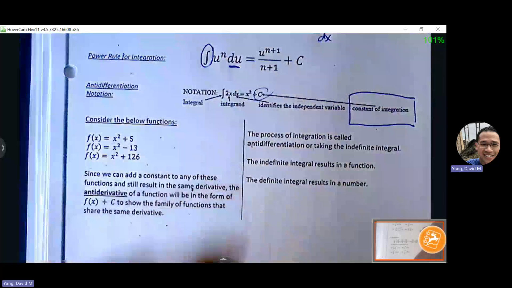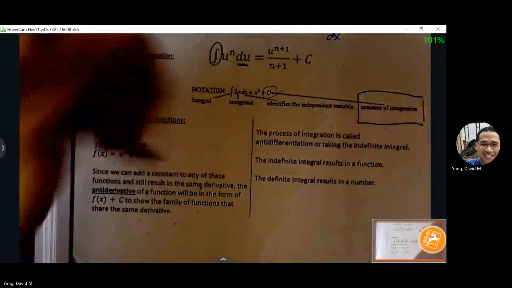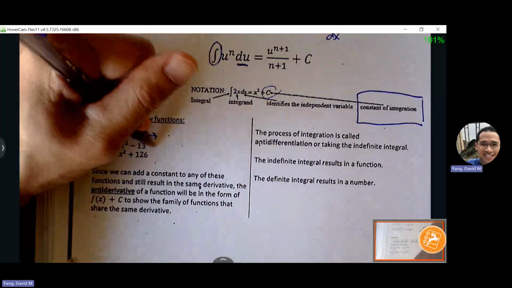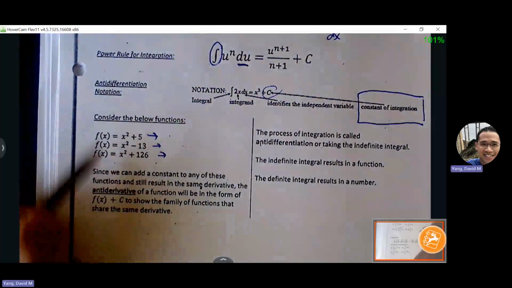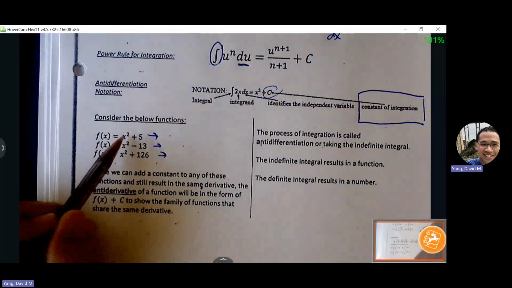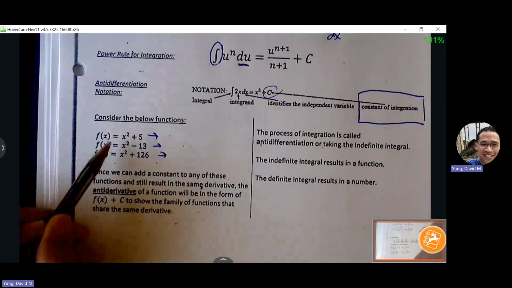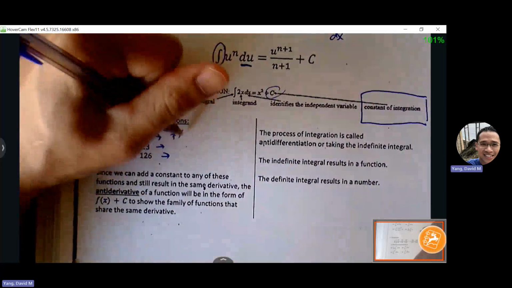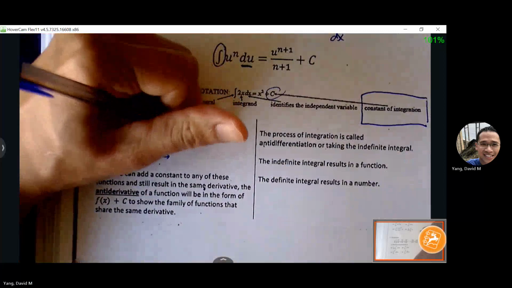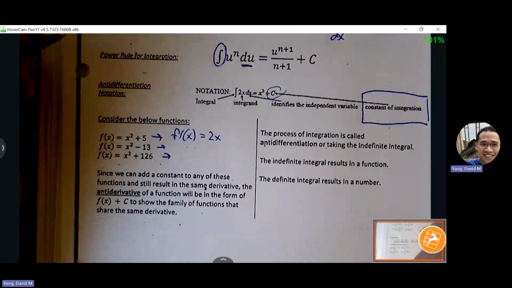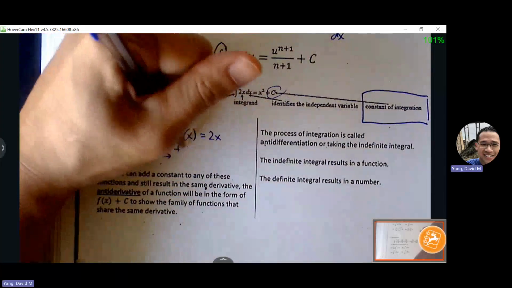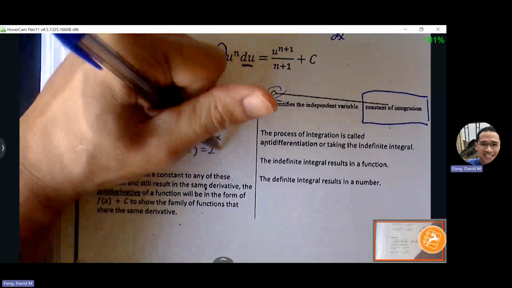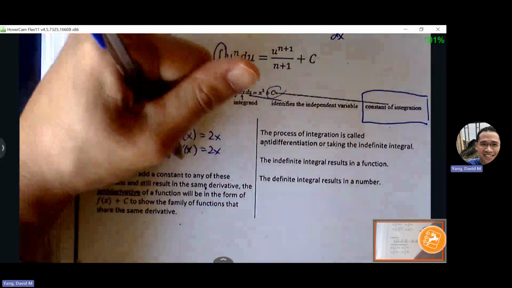So the question is, why do we have that plus c there? Let me ask you, look at all these functions. These functions all look very similar. They are all x squared and a constant. What's the derivative for my first function? What's the derivative of my second function? 2x. What's the derivative of my third function? 2x.